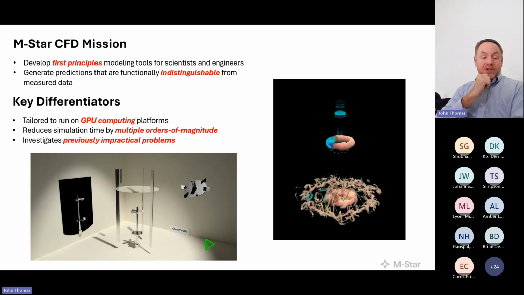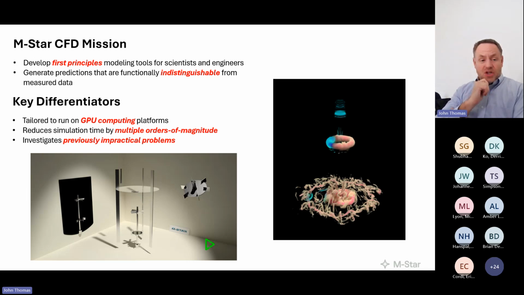Just some umbrella statements here: who M-Star is and what we're trying to do. M-Star is a software company that develops physics-based modeling tools. We want to develop first principles modeling tools for scientists and engineers, and our goal is to generate models and create data that is functionally indistinguishable from measured data. I know that's a tall order. That's kind of a North Star where we're trying to go.